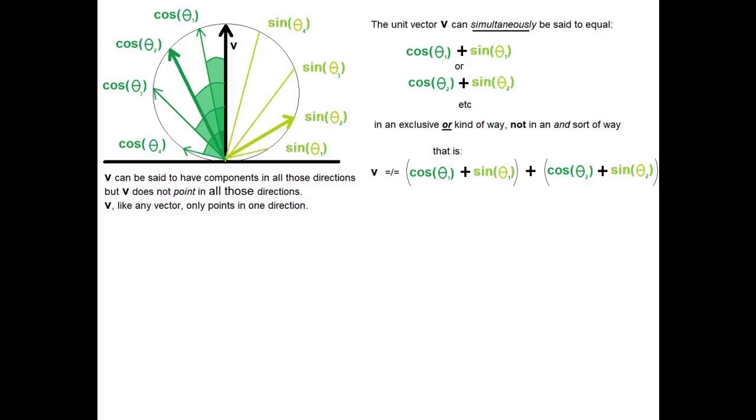Before we begin, let's just note, for later, that any unit vector v can be expressed as a linear combination of a component along the theta direction and another component orthogonal to that. It is simultaneously possible to express v as the sum of cos theta 1 plus sin theta 1, or as the sum of cos theta 2 plus sin theta 2. But it is not possible to express v as the sum of cos theta 1 plus sin theta 1 plus cos theta 2 plus sin theta 2. That is, v has components in all those directions, but it is neither the sum of all of them, nor can it point in more than one direction at a time.